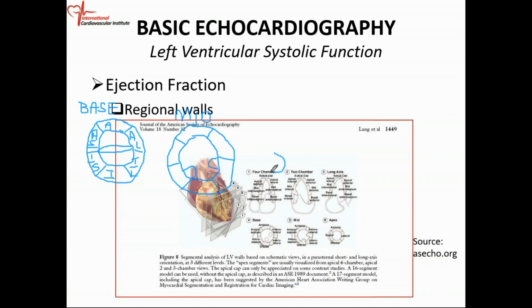We will come now to the apex. The apex is smaller than the others, so the apex looks like this. The apex only has 4 segments, unlike the base and the mid cavity. For the apex, this is your anterior wall. It has an inferior wall down here.